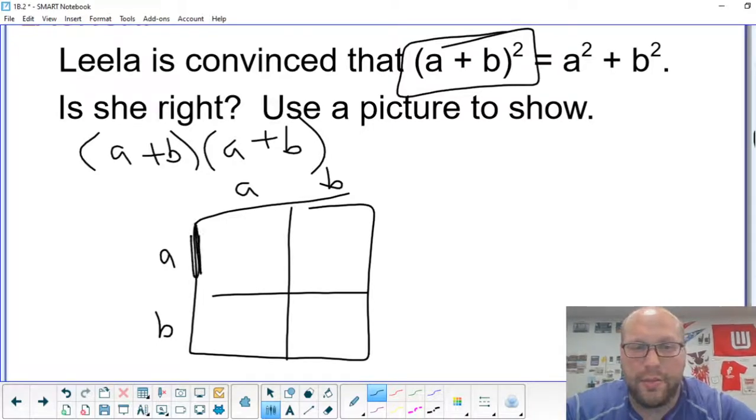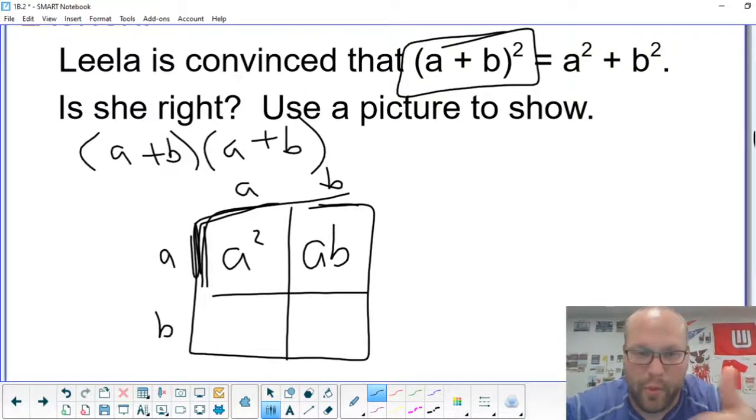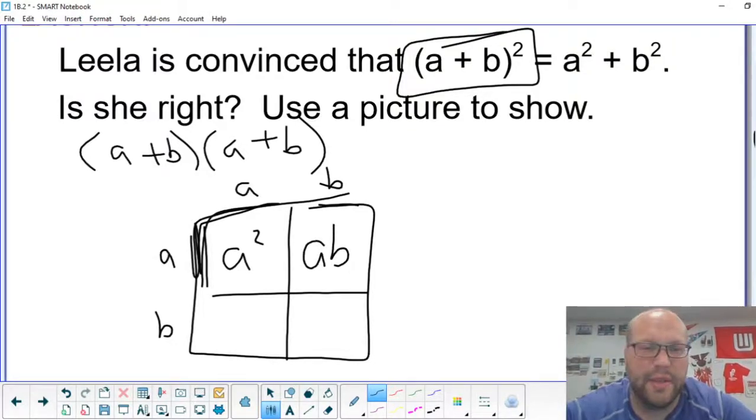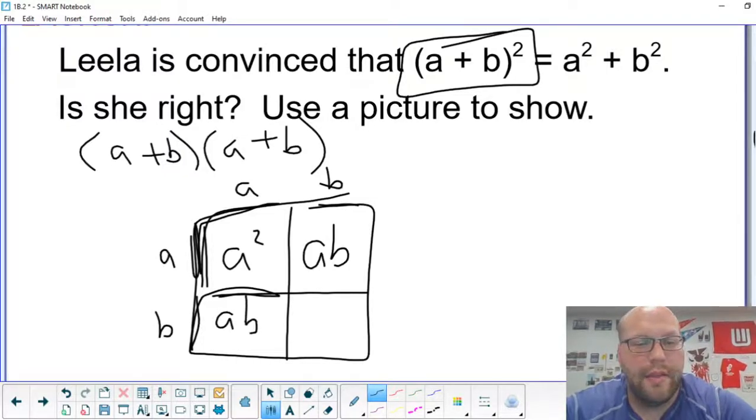So our dimensions here, a times a, that's a squared. a times b is ab. And remember, when we write ab, we mean a times b. This area would be b times a, which is ba, or again, our commutative property tells us that's also ab. And then b times b is b squared.